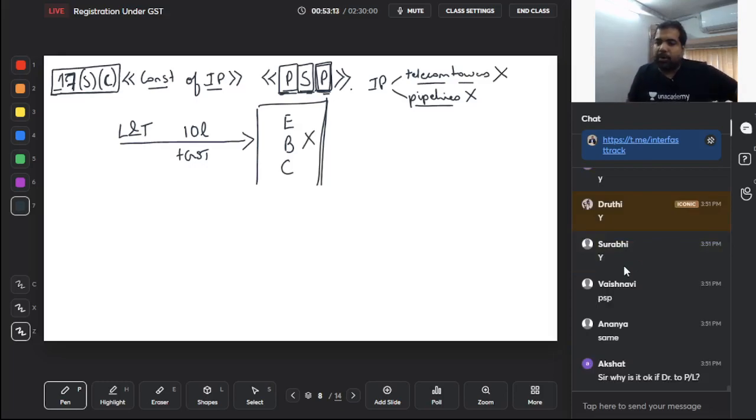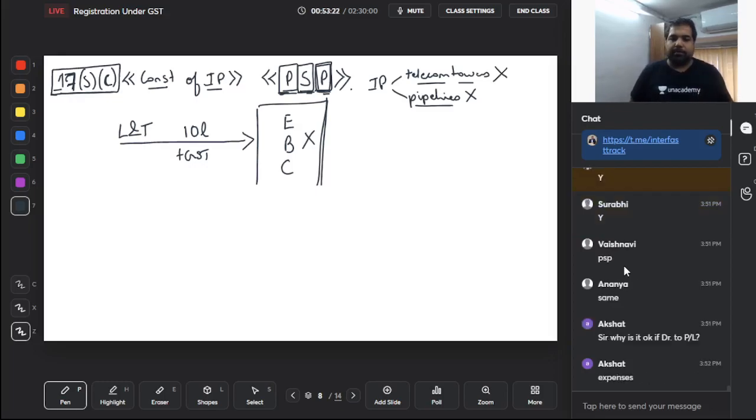So why is it okay if you debit it to PNL? Because Akshat, what you debit to PNL generally is not some big capital expenditure, it's small revenue expenditures. On that the government is okay to give you credit.